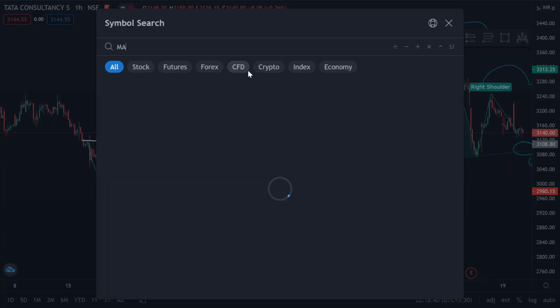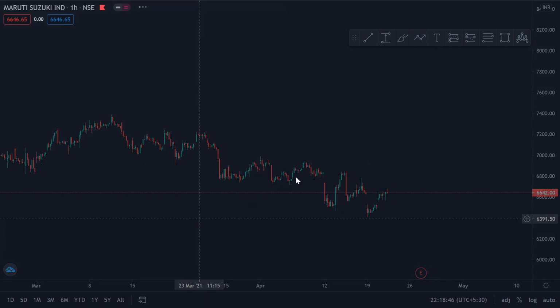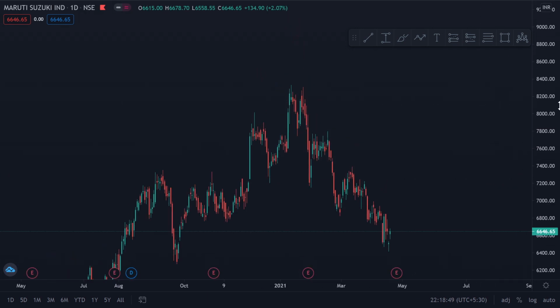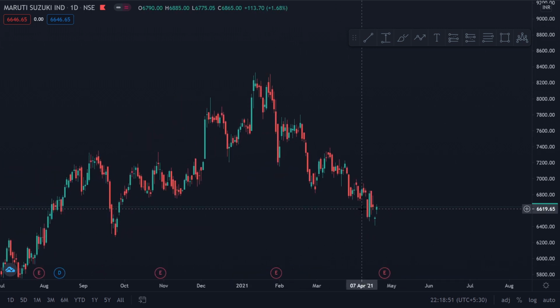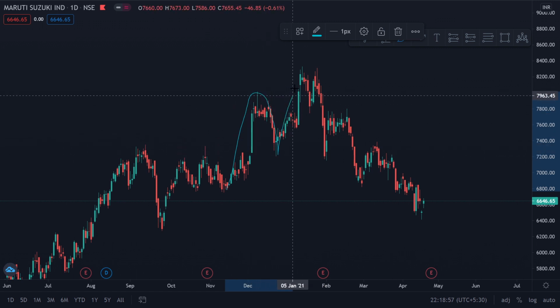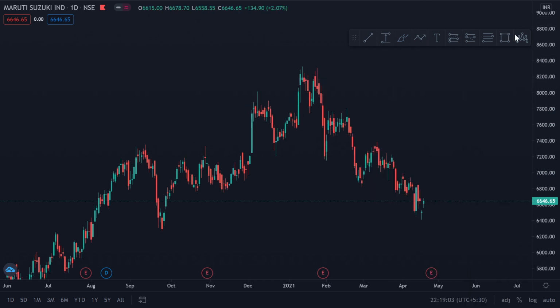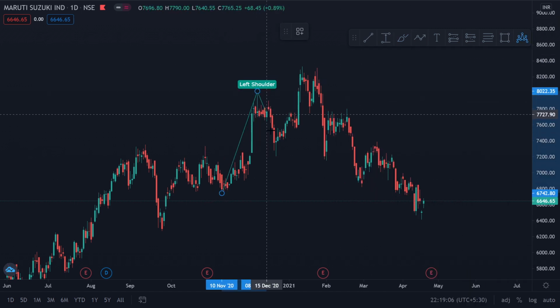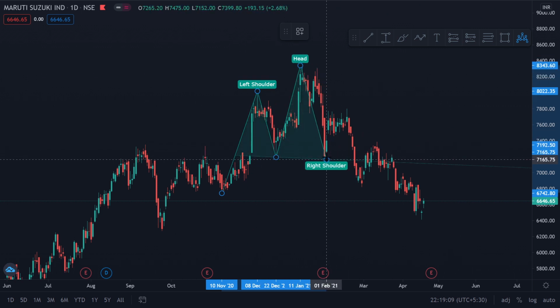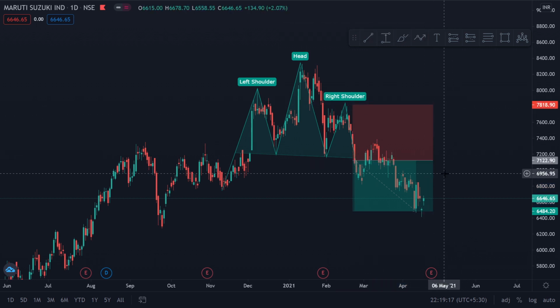Another example is Maruti Suzuki. Here this is again a textbook reversal pattern formed. I think you can see it yourself. This was the left shoulder formed, this was the head formed, and this was the right shoulder. Now if I use my tool, this was broken right here. So if I took my entry here with a stop loss above my left shoulder, and then profits according to the height of the head, right?